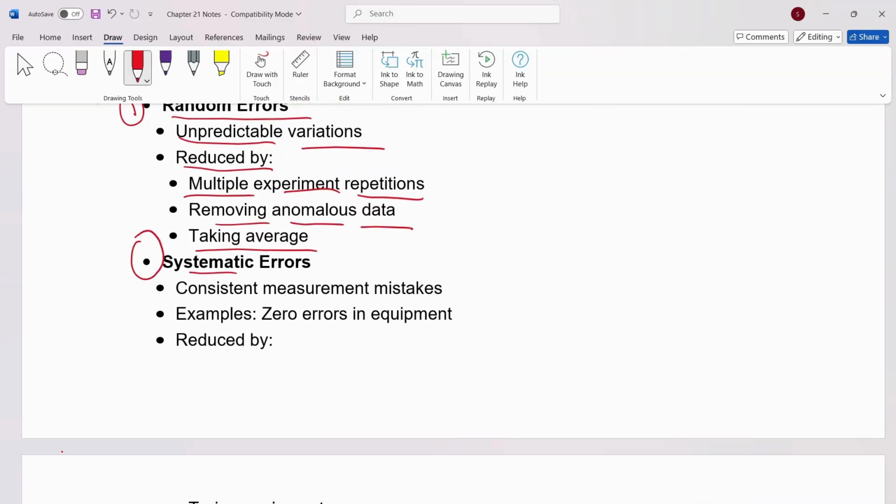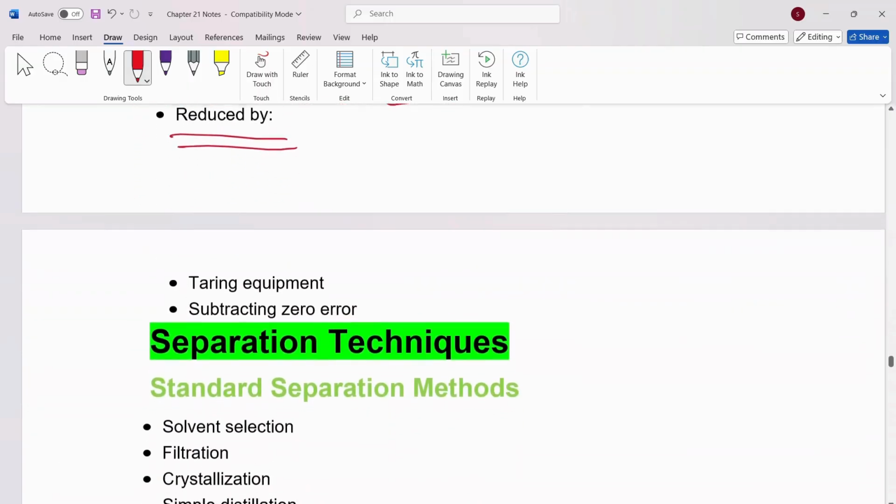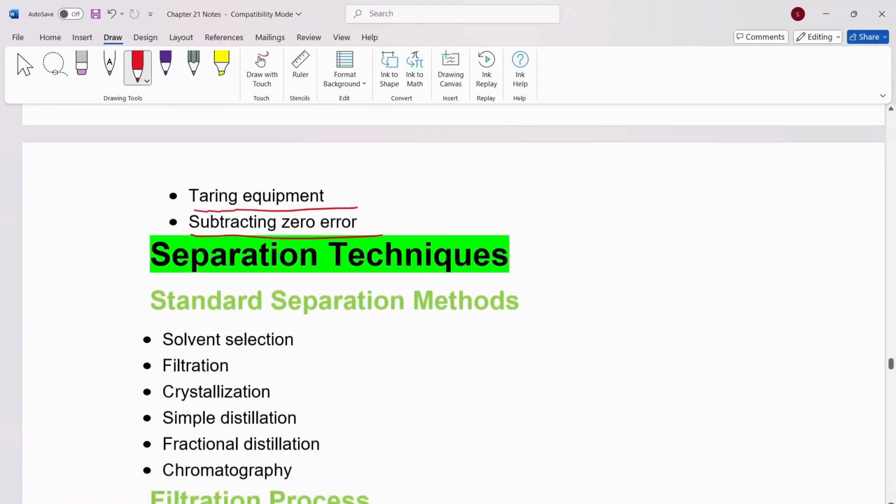Then we have systematic errors: consistent measurement mistakes, for example zero errors in equipment. They can be reduced by taring equipment and subtracting the zero error.